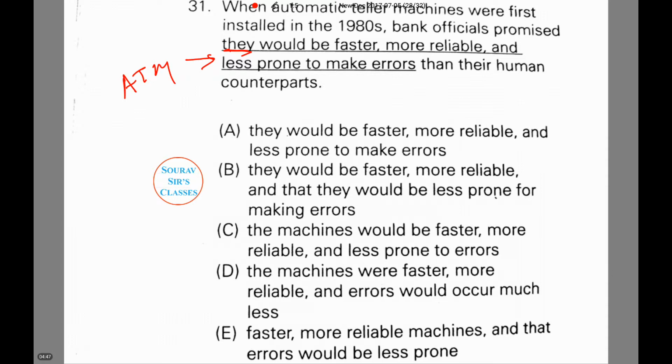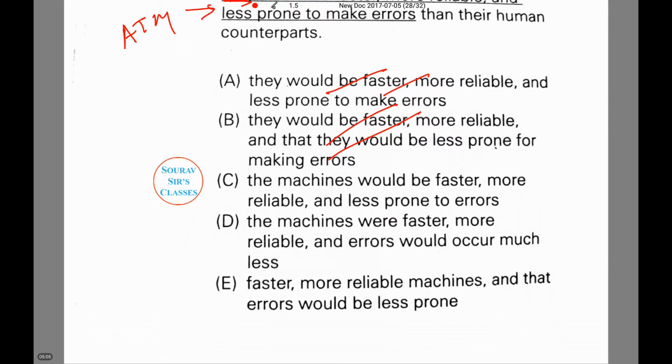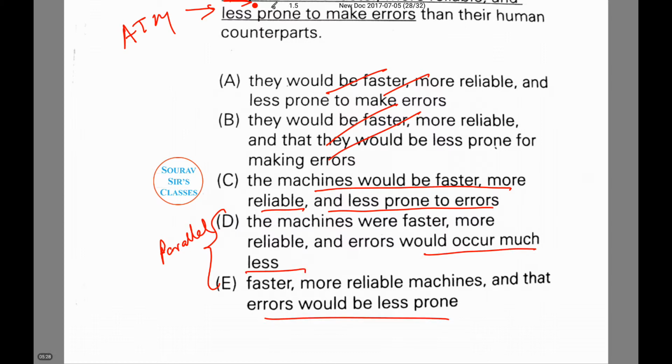Replacing "they" with "the machines" clarifies the sentence, which means we are down to C, D and E, as A and B will make factual errors. Thus, let's consider the next three options, which means that C is correct because D and E are not parallel. That is, the machines would be faster, more reliable and less prone to errors, rather than "would occur much less" and "would be less prone."